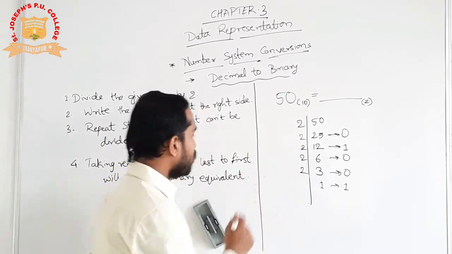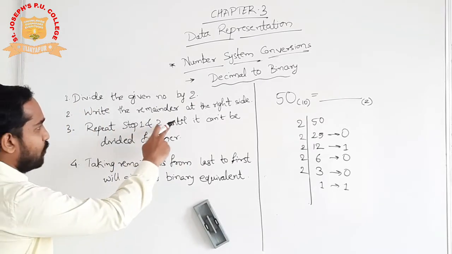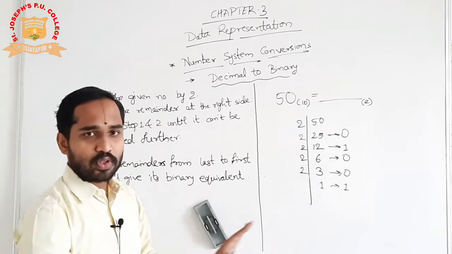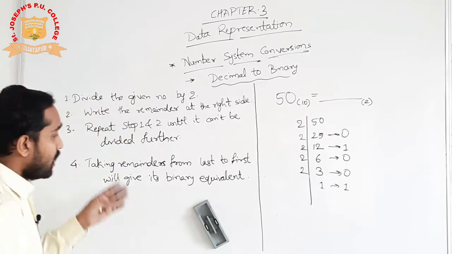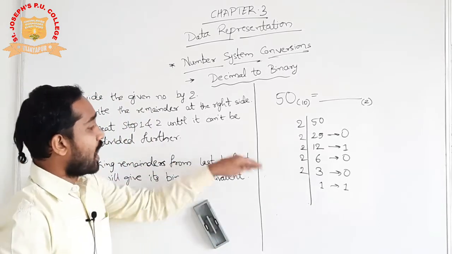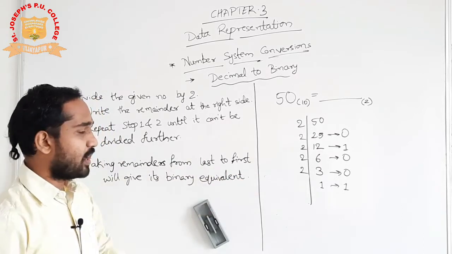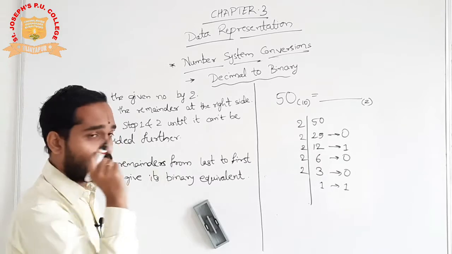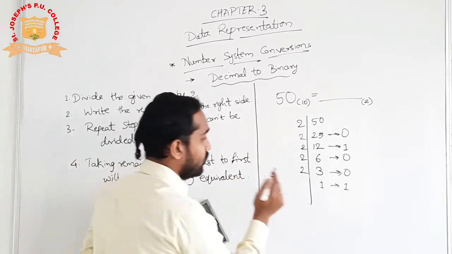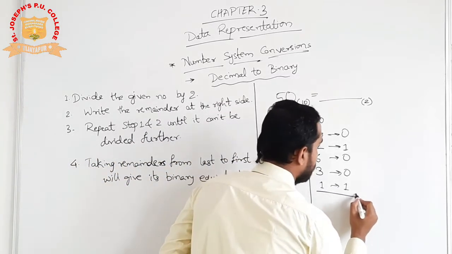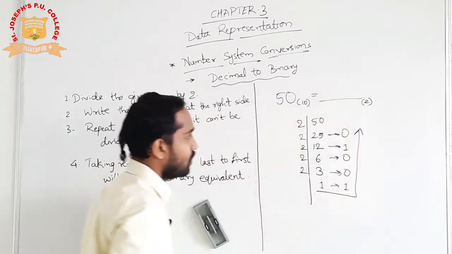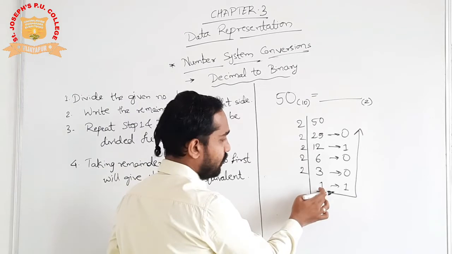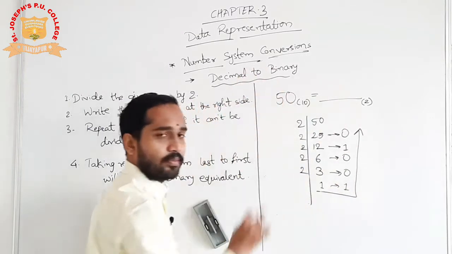Okay. Now what to do? Repeat step 1 and 2 until it can't be divided further. Yes, it can't be divided further. Now we have to stop. Last, what is the step? Taking the remainders from last to first will give its binary equivalent. How to take this? Please listen very carefully. You have to take the remainders in this way. See the arrow mark. How do we have to take? This should be written first, and you have to proceed.